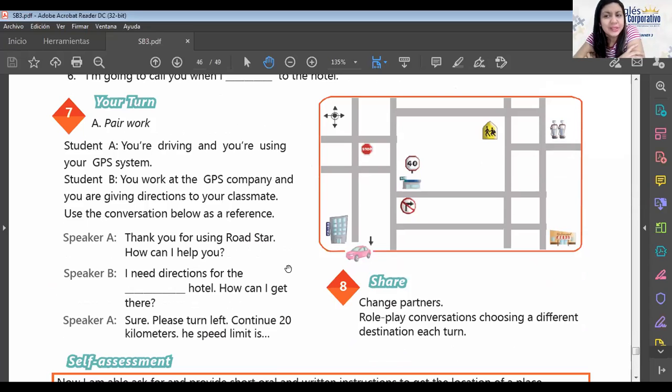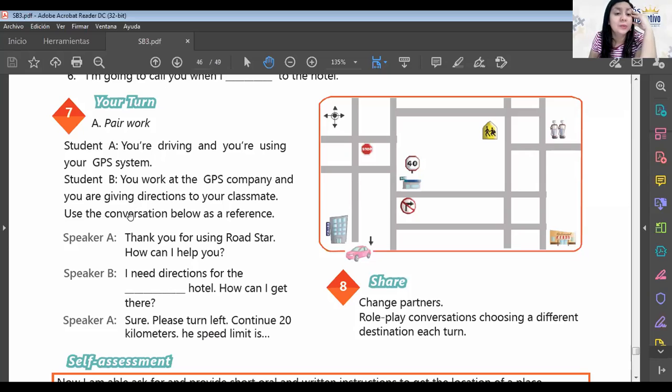Thank you for using Road Start, or thank you for using Google Maps, or thank you for using Waze. How can I help you? I need directions for that five-star hotel. How can I get there? Sure, please. The hotel is here. Please turn left. Continue 20 kilometers. The speed limit is, okay, you get more information. Okay.